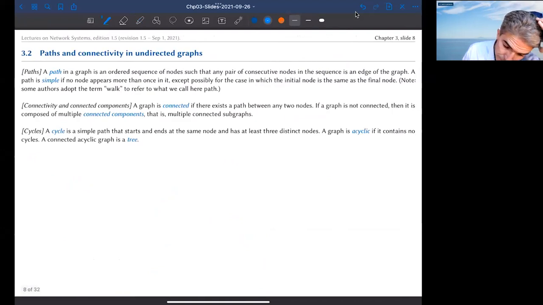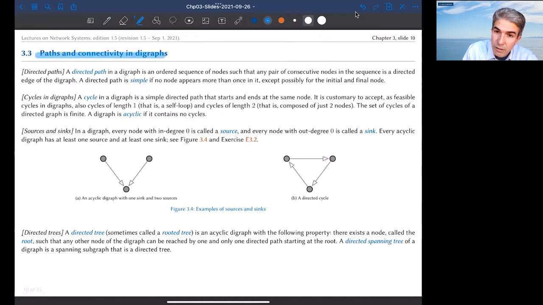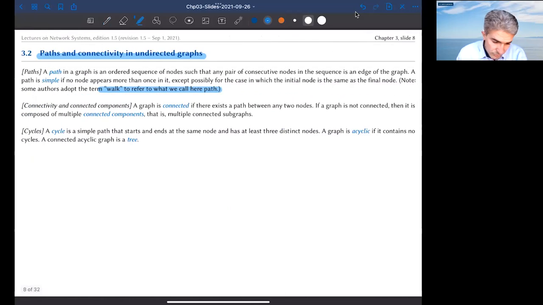Perfect. So now, let's talk about these walks that we want to take. Here I'm going to use the language path or walk indistinguishably. In the literature, this is not a unique language. Most people use the word walk, I think, but that's okay. So now we need to be careful, because we're going to have paths in undirected graphs, and then in the next slide, paths in directed graphs. All right, perfect. So, a path in an undirected graph.